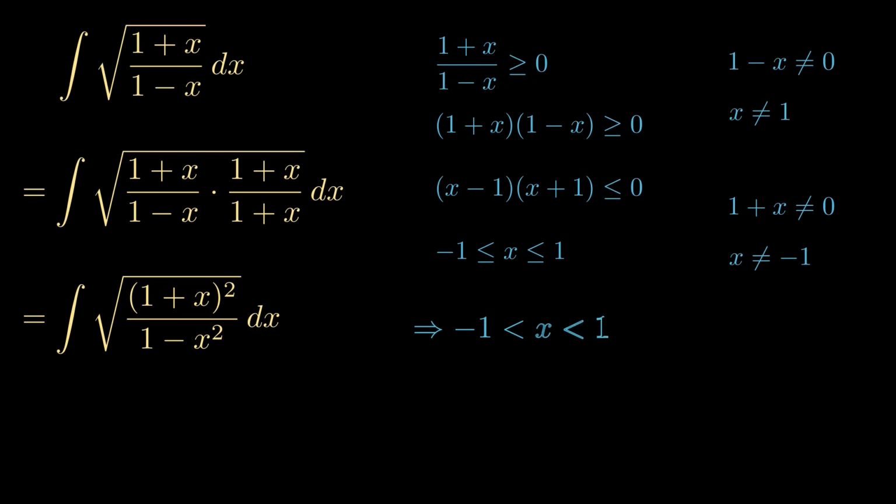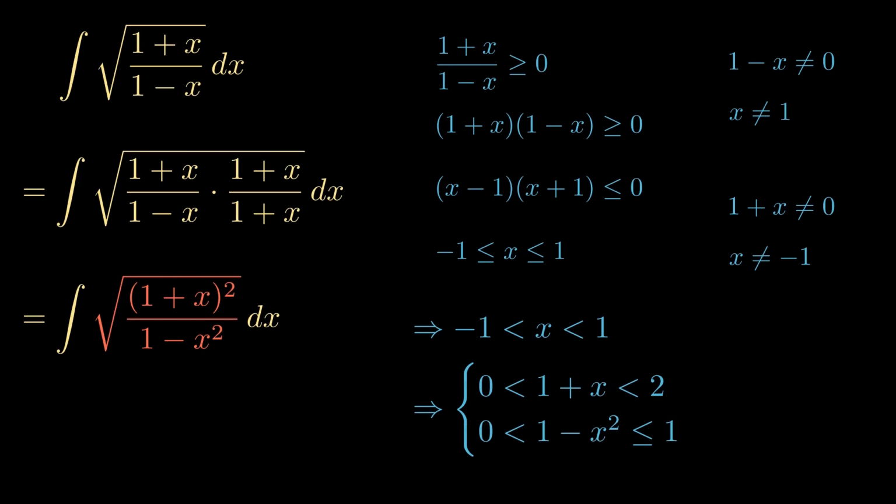So if we put all of the restrictions together, we get the constraint negative 1 less than x less than 1. This implies that 1 plus x is in between 0 and 2 non-inclusive if we add 1 to all parts of the inequality. And we can also conclude that 0 is less than 1 minus x squared, which is less than or equal to 1. And to be clear, I am saying that this restriction applies to the third expression, square root of 1 plus x all squared over 1 minus x squared. Well, technically it applies to the second and third expressions, but I'll focus on the third expression since it's more simplified.